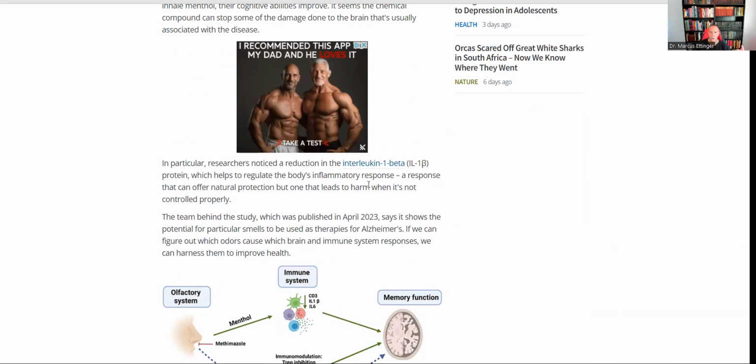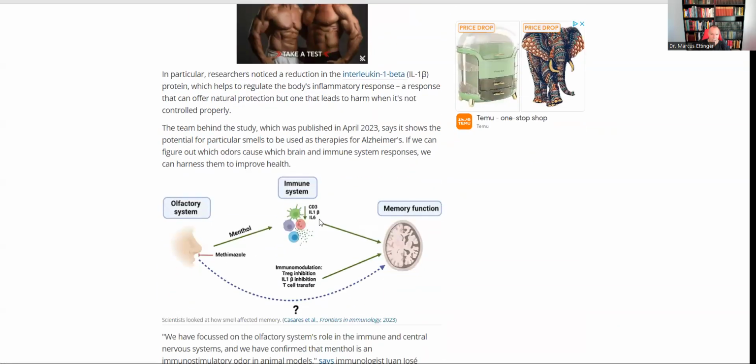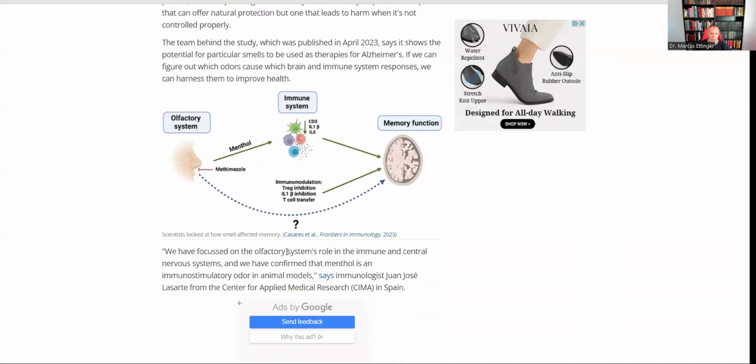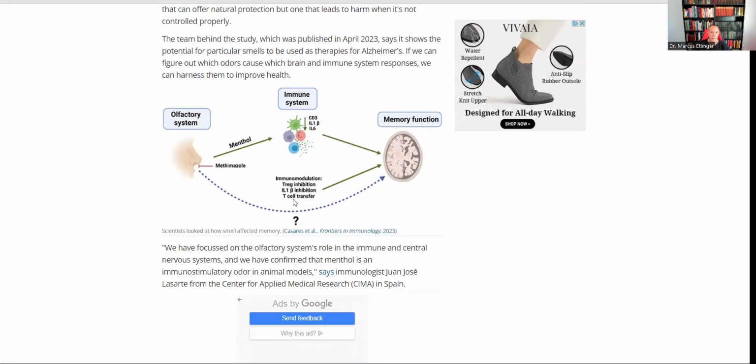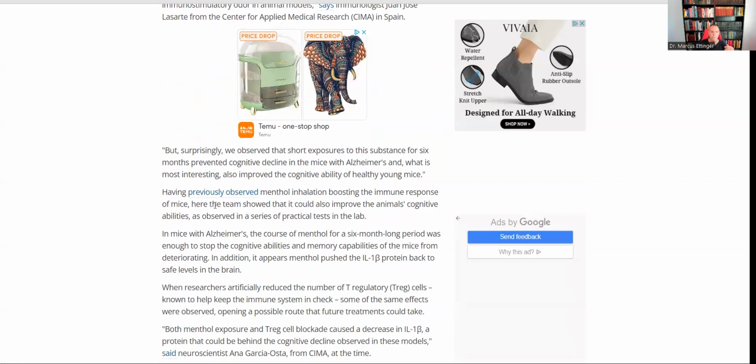It reduced this interleukin-1, bad guy, interleukin-6, bad guy when it's uncontrolled. There's a thing called T regulatory cell inhibition. You guys will see where I'm going with this. We're not going to get into describing these. Not good stuff, okay? But the menthol helped to reduce it, and it's the runaway interleukins and upregulated or turned on T regulatory cells that create a lot of these problems, and menthol just reduced them, brought things back down to normal. So they focused on the olfactory system.